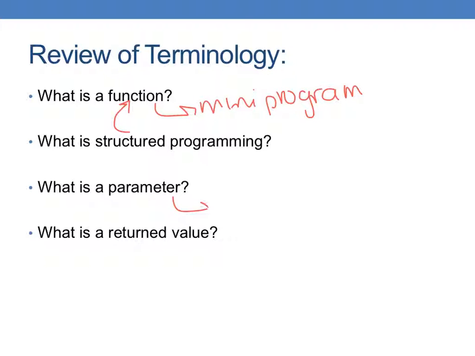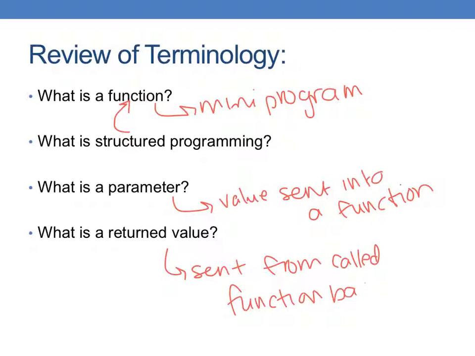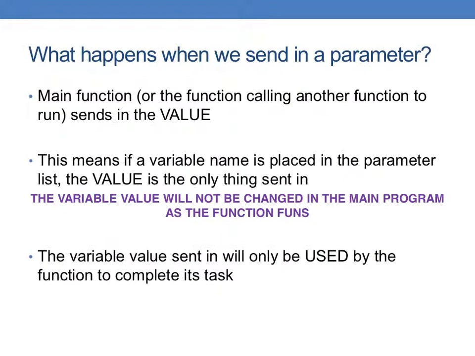A parameter is a value that is sent into a function, and a return value is sent from the called function back to the main, or back to the function that actually called it in the first place. So it's sending that value back. We've talked about these the past couple of lessons. These are what you should know so far.